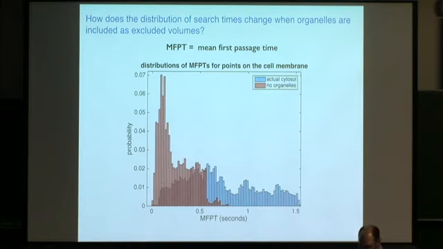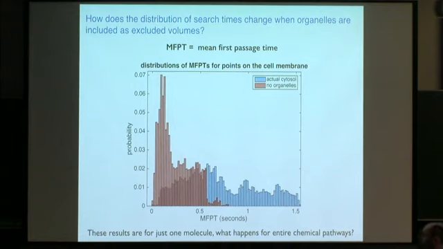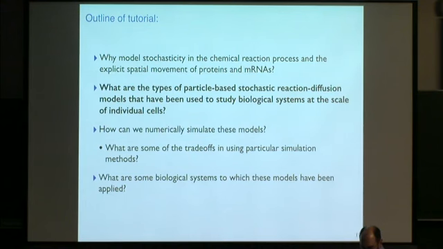So, okay, I could give a whole talk on these kinds of simulations, and that's not the point of this talk today, but I just wanted to point out this example, and in particular, this is just for one molecule. What's going to happen if we try to look at a whole chemical pathway, like MAP kinase or something, in these types of geometries? But that's a question for the future. Okay, so that was just a little motivation on why I'm interested in these types of problems.